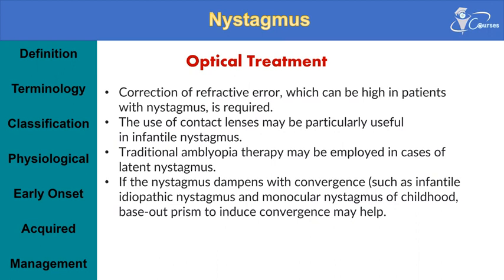And they can be treated by amblyopia therapy or occlusion therapy for cases of latent squint. And if the nystagmus decreases with convergence, as in infantile idiopathic nystagmus or monocular nystagmus of childhood, those patients may benefit from base-out prism. This base-out prism will induce convergence.